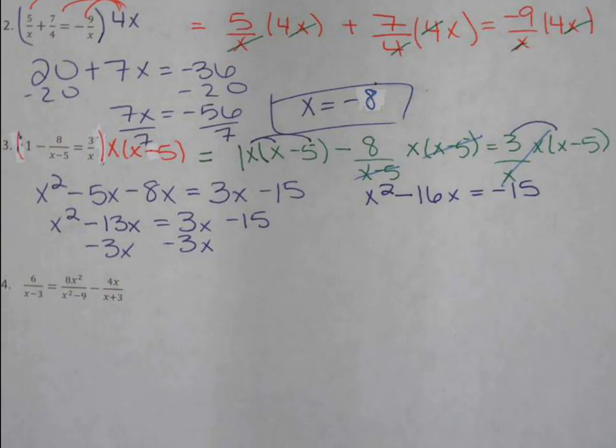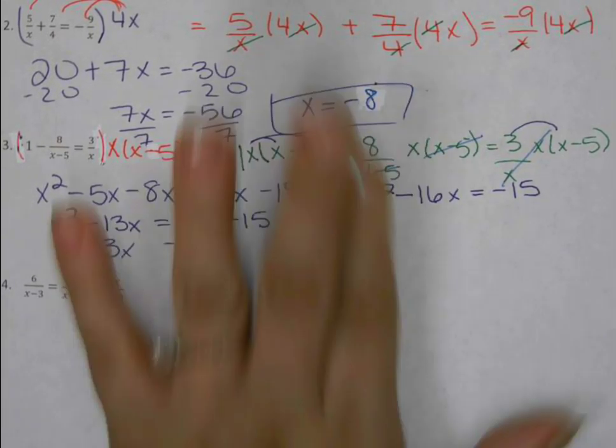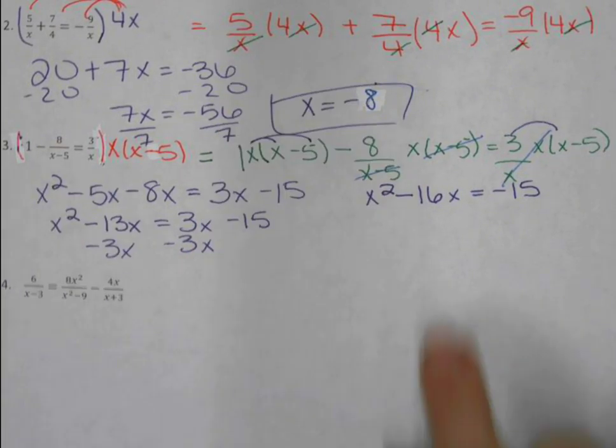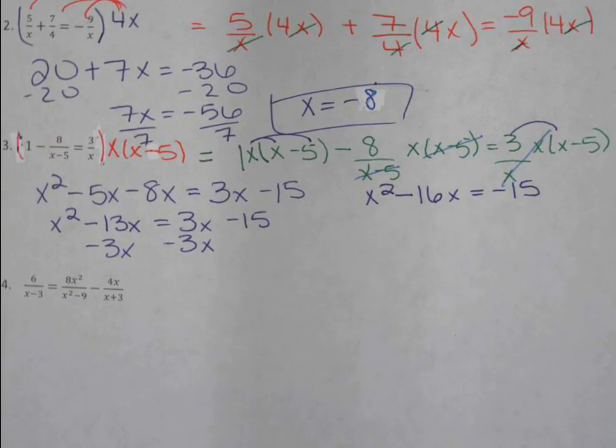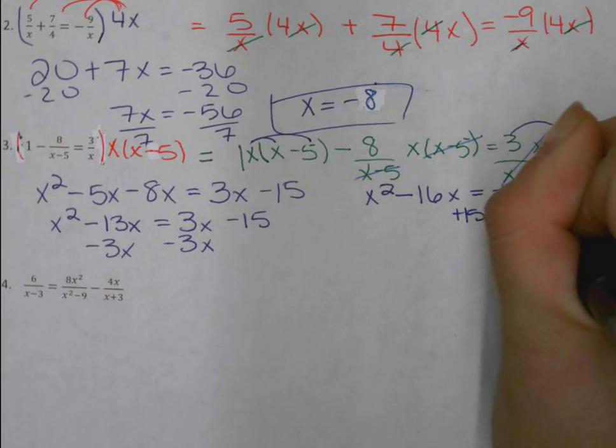No, when I have a quadratic, I want to get it equal to 0. If it's just a normal x one, then I would just get x by itself. If it's a quadratic with an exponent of 2, I want to get it equal to 0 so I can factor. So which one needs to move? No, add the 15.